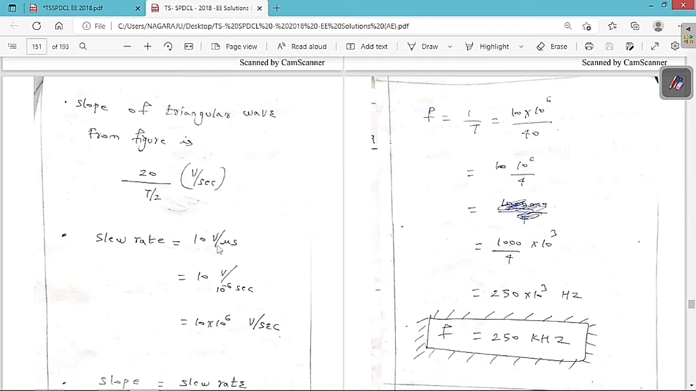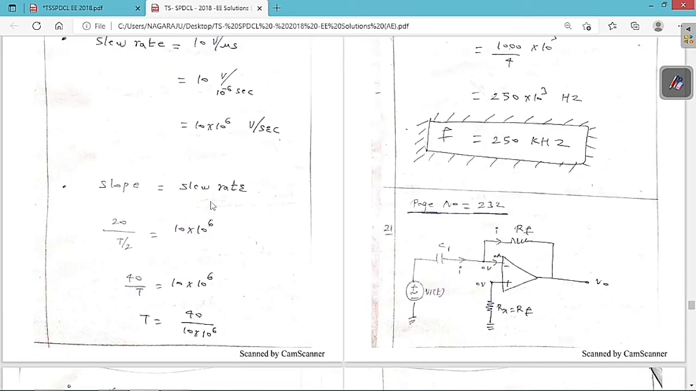So slew rate is equal to 10 volt per microsecond. A microsecond is 10 to the power of minus 6 seconds. So we are going to get 10 into 10 to the power of 6 volt per second. I already told you the slope should always be equal to the slew rate. Then only we can find the maximum frequency. The slope is 20 by t by 2, which is volt per second, and the slew rate is 10 into 10 to the power of 6 volt per second. Both should have the same unit, volt per second.